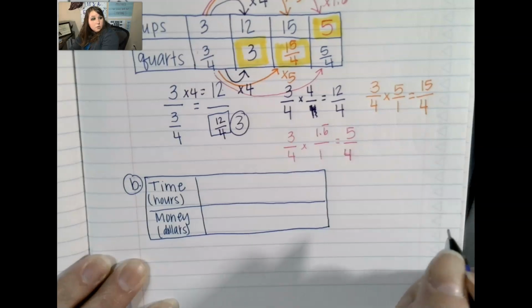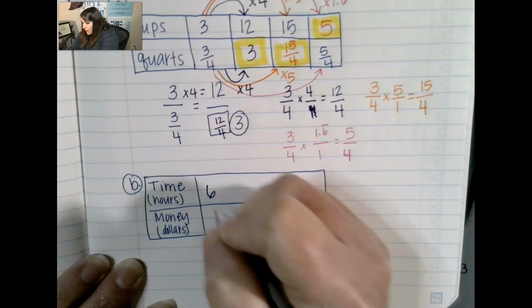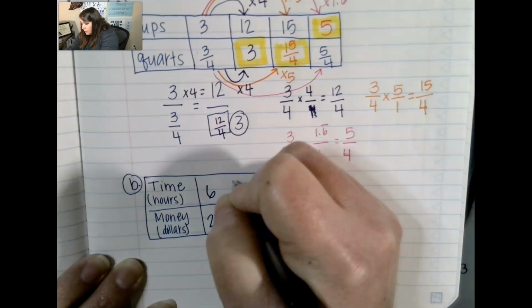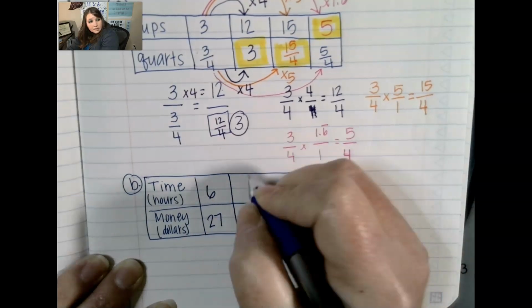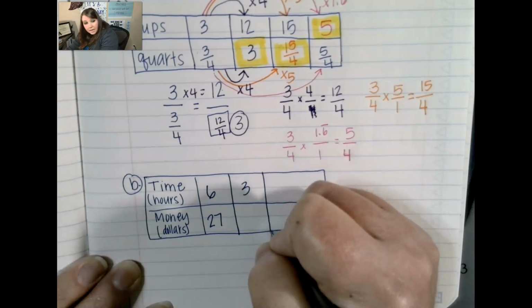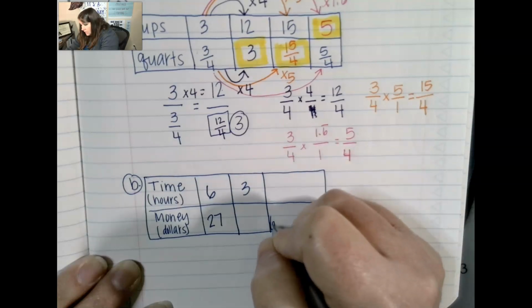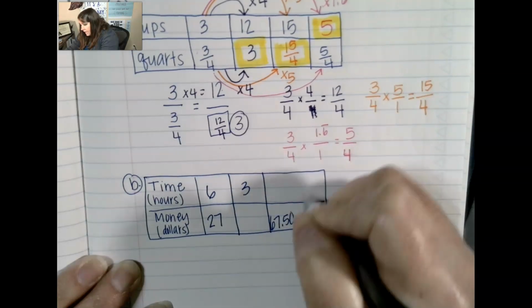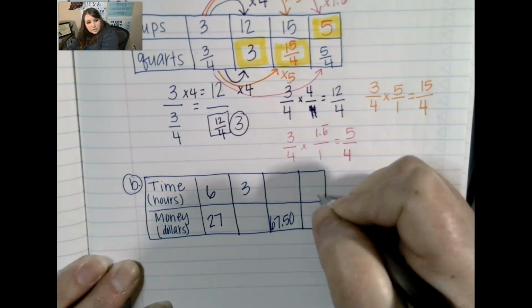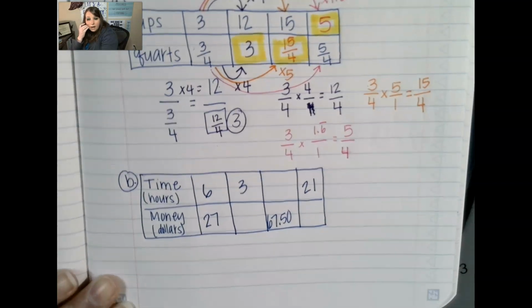All right, so first, time. When I work 6 hours, I make $27. Then it says I work 3 hours, and I want to know how much money I make. I work some amount of time, and I make $67.50. And then last but not least, I work 21 hours. How much money do I make?